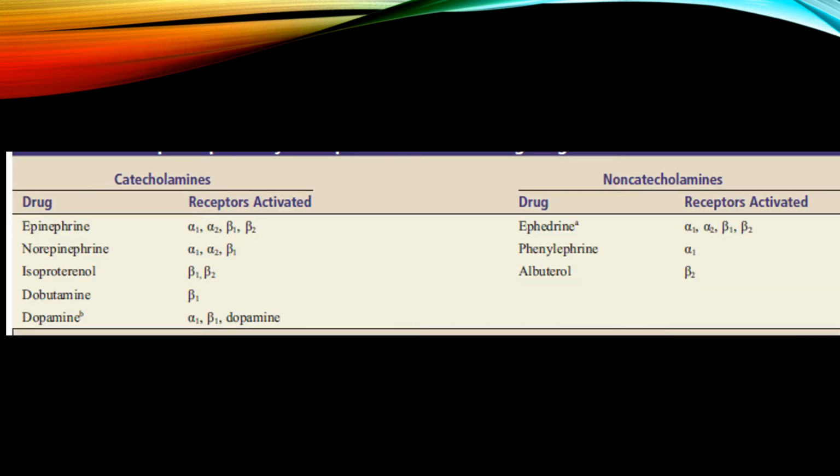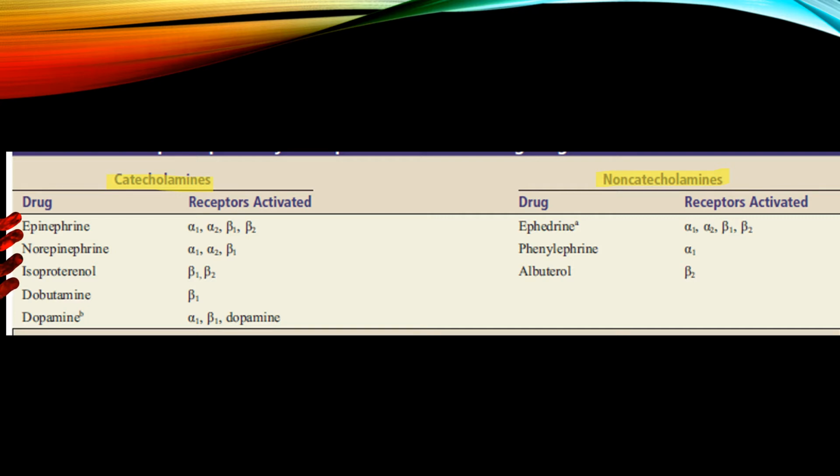In this table, the adrenergic agonists are divided into two. We have your catecholamines and we also have the non-catecholamines. So we have the different types of drug and the receptors activated by each drug. For epinephrine, we have your alpha 1, alpha 2, beta 1, and beta 2. Norepinephrine, we have your alpha 1, alpha 2, and beta 1. Isoproterenol, we have beta 1 and beta 2.